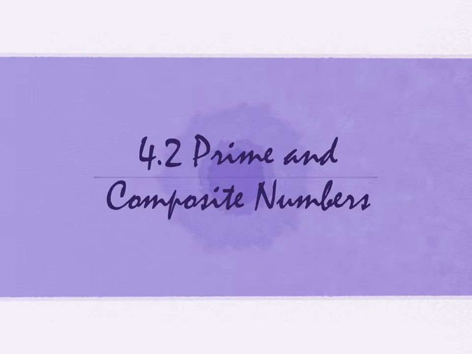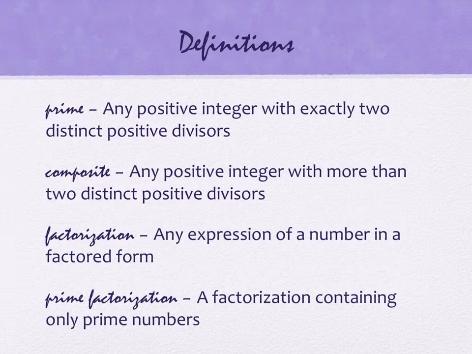Section 4.2, we're going to talk about prime and composite numbers, okay? So the first thing we need to talk about is what is meant by the words prime and composite. And we need to be really careful about the word prime because there's a very good chance that at least some of you have some misconceptions about what a prime number is. So let's start there. A prime number, by definition, is any positive integer with exactly two distinct positive divisors.